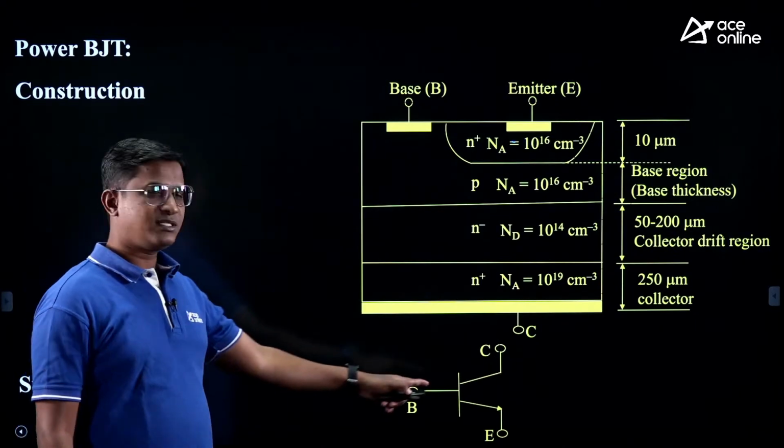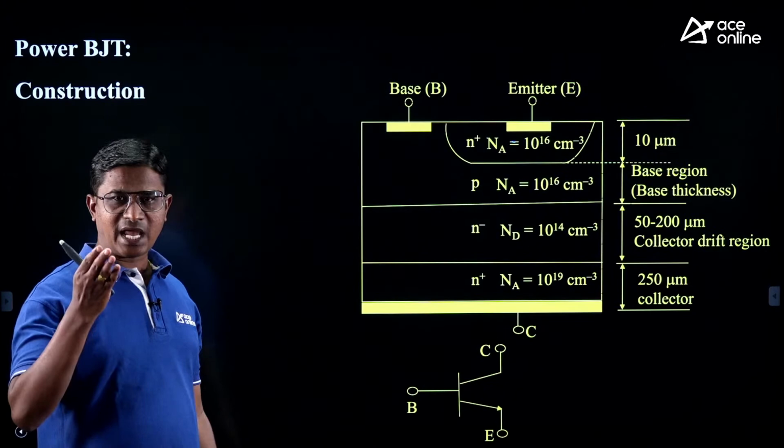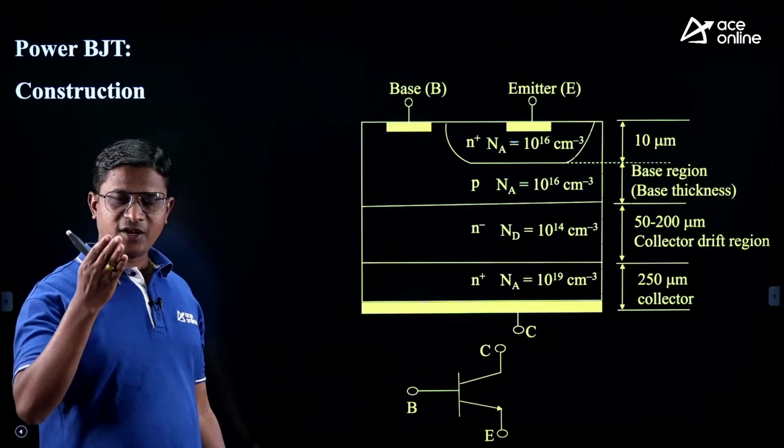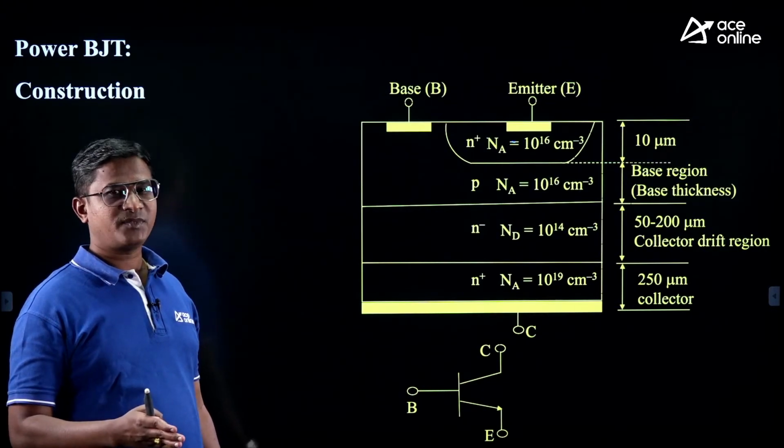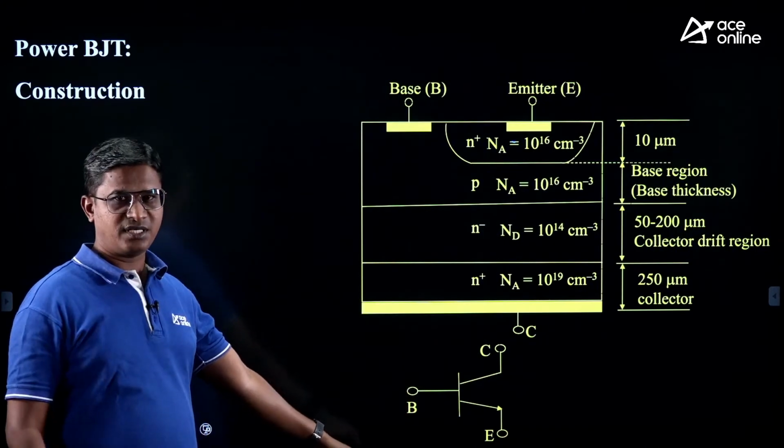Symbol of the BJT, similar to that of your signal level BJT. Signal level BJT means whatever the analog electronics you have studied. In analog electronics also you are having the BJT, right? So power BJT symbol is same as that of your analog electronics BJT, okay, right?